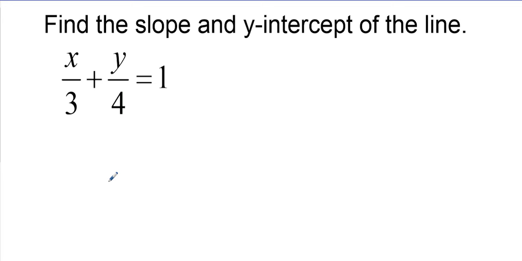Well, let's try one more. All right, let's find the slope and y-intercept. So, you recall, the last one we had to solve for y. Solve for y. So to find the slope and y-intercept given in general form, this is general form, you got to put this in slope-intercept form. So you have to solve for y if it's not already solved.